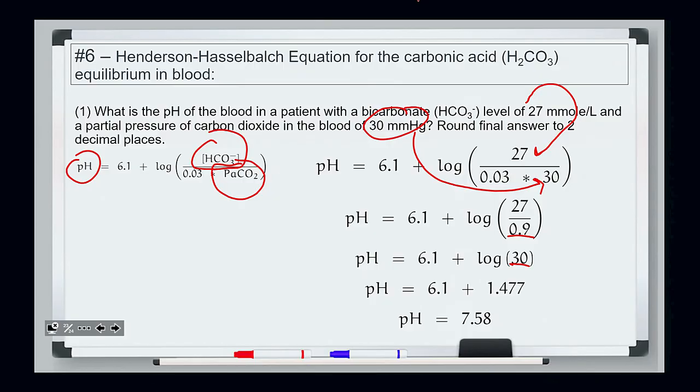Then you take the log base 10 of 30 on your calculator, and that gives you 1.477. Add that to the 6.1, which is a constant here. It's essentially the pKa of carbonic acid in the blood. So that will always be that in the formula. So you add those together, and I got a pH of 7.58. All right, that was an easy one.